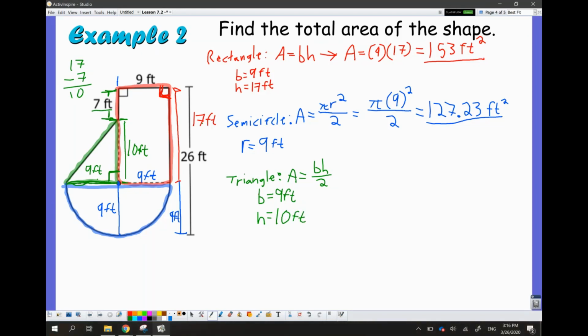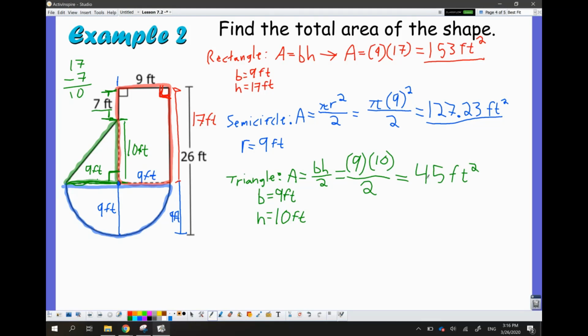Now I know my numbers. I know what I'm going to plug into my formula. So base is 9. I'll put that in parentheses so that I know I'm multiplying. Times height, which is 10, divided by 2. Now 9 times 10 is 90. 90 divided by 2 gives me 45. So the area of my triangle is 45 feet squared.